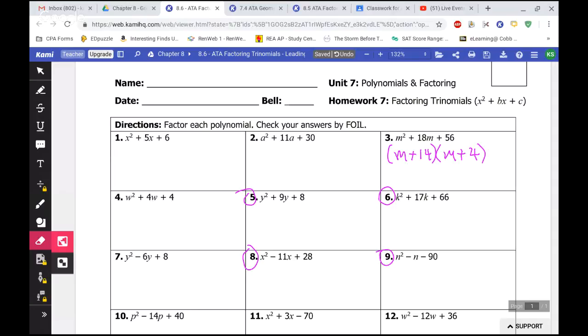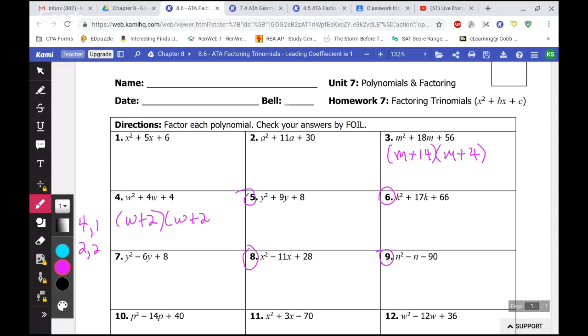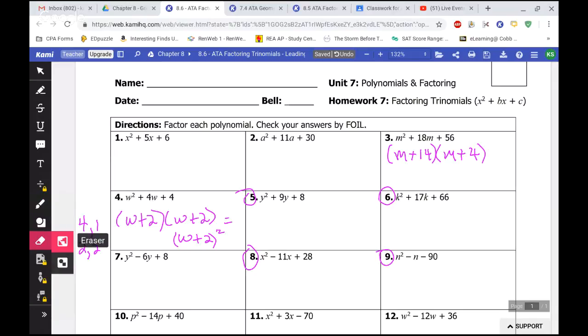All right, number 4. I want all of the factors that multiply together to give you 4, that when you add them give you 4. Well, the factors of 4 are 4 and 1 and 2 and 2. So that's going to be W plus 2, W plus 2, which can also be written like this, W plus 2 squared, because there's 2 of them. So those are squared.